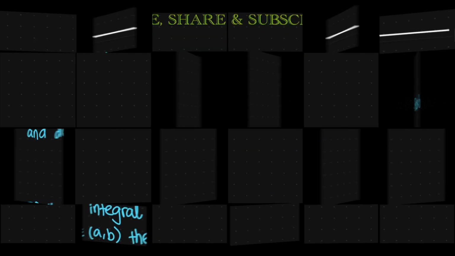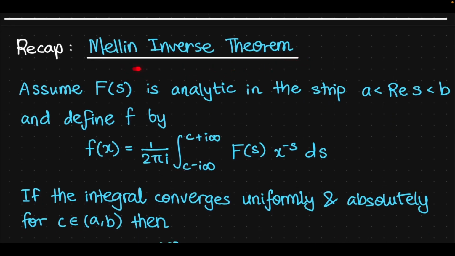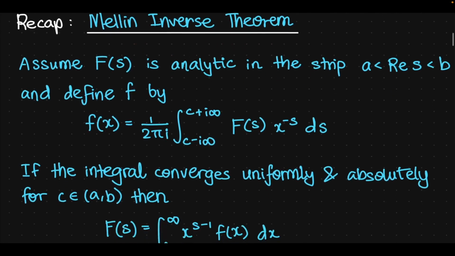So let's get started. First of all, let's recap what the Mellin inverse theorem is. So assume capital F of s is analytic in the strip a is less than real part of s less than b. This condition may not always hold. We just need to find the real part of s such that the integral, because capital F of s is going to be a Mellin transform of some function small f of x. We just need to ensure that that s makes the Mellin transform integral converge.